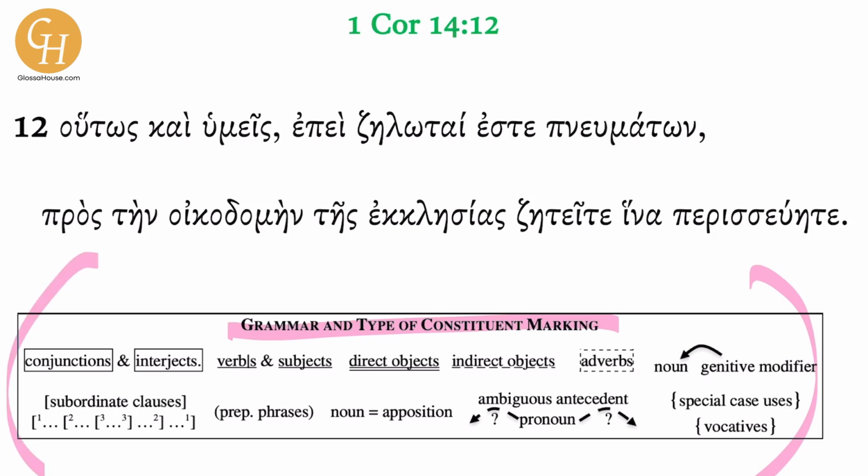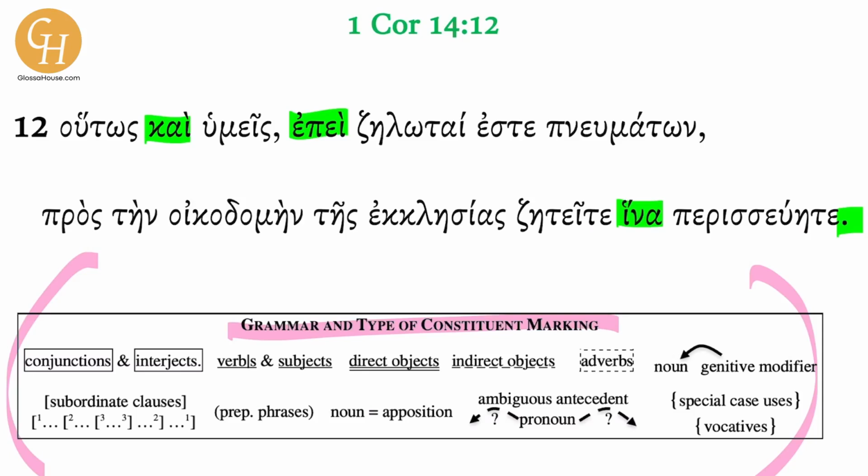So I'll begin by reading the Greek text. Houtos kai humeis, epei zēlōtai este pneumatōn, pros tēn oikodomēn tēs ekklēsias zēteite hina perisseuēte. All right. So I'm going to put boxes around connectors, okay? So when I see conjunctions, I put boxes around them. That's a good place to begin. I also pay attention to the punctuation. So far, I've seen a kai, I've seen an epei, I've seen a hina. Now, these are all the connectors.